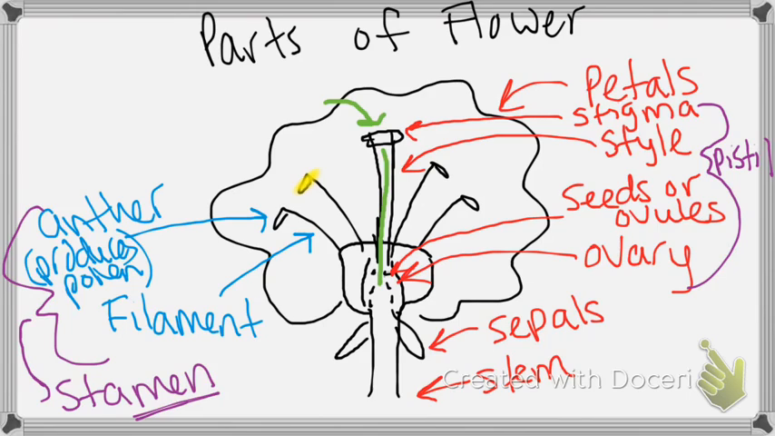When that happens, our ovary is actually going to turn into a fruit. So whenever you are eating a fruit, like an apple or a pear or any other kind of fruit, you are actually eating the ovary of the plant. And so that's pretty interesting. We don't often think of it like that. But that is what we were eating.